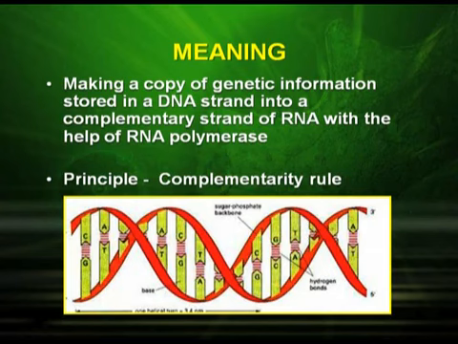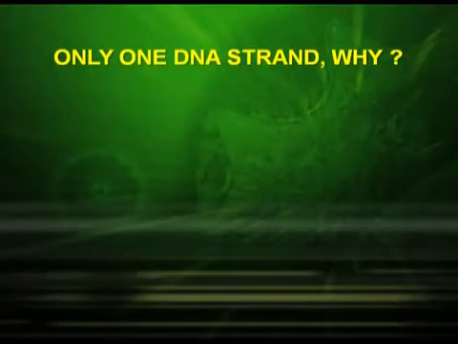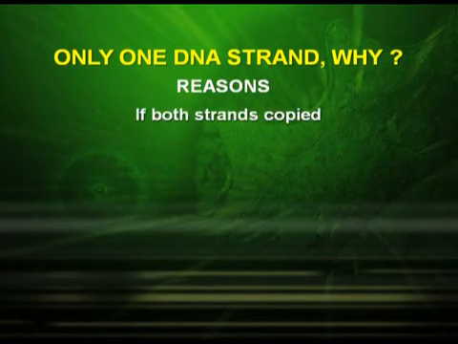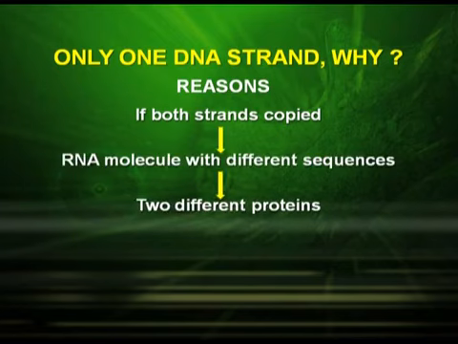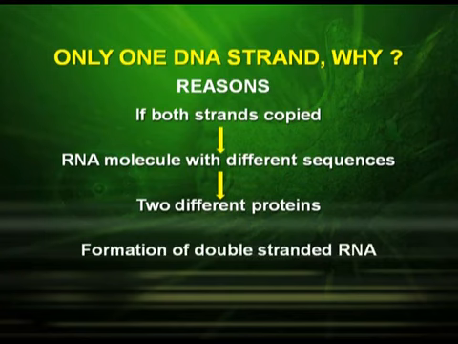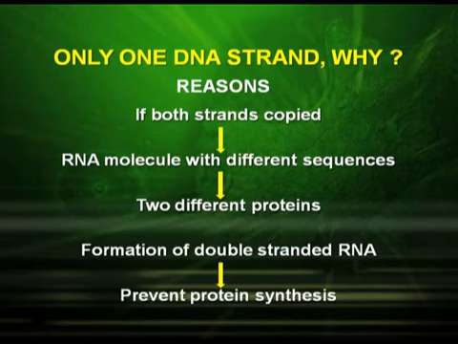G pairs with C. Now there is a very important question in our mind: out of the two DNA strands, why is only one DNA strand transcribed? Now let's go into the detail of that. If both the strands are copied, the RNA molecules will have different sequences, so we will have two different proteins. Another important thing is the formation of double-stranded RNA, which will prevent the protein synthesis.